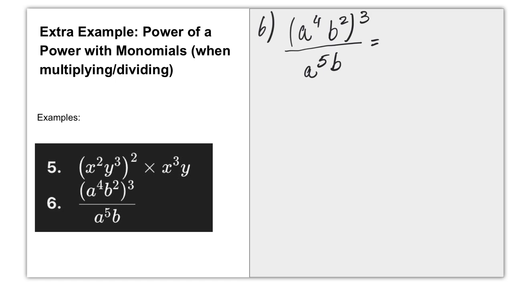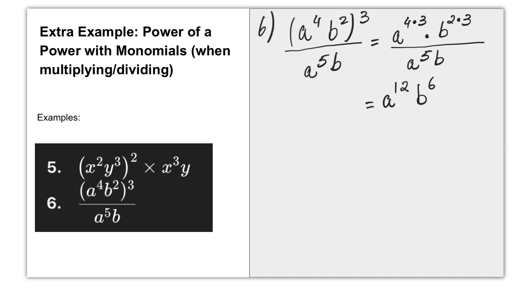So again, I'm going to go ahead and multiply, following the power of power rule, leaving the bottom part, the denominator, alone. And then once I did that, that will be a raised to the 4 times 3 is 12, and then b, 2 times 3 is 6. A raised to the fifth power and b. Don't forget to write 1 so you can clearly see what you're doing.